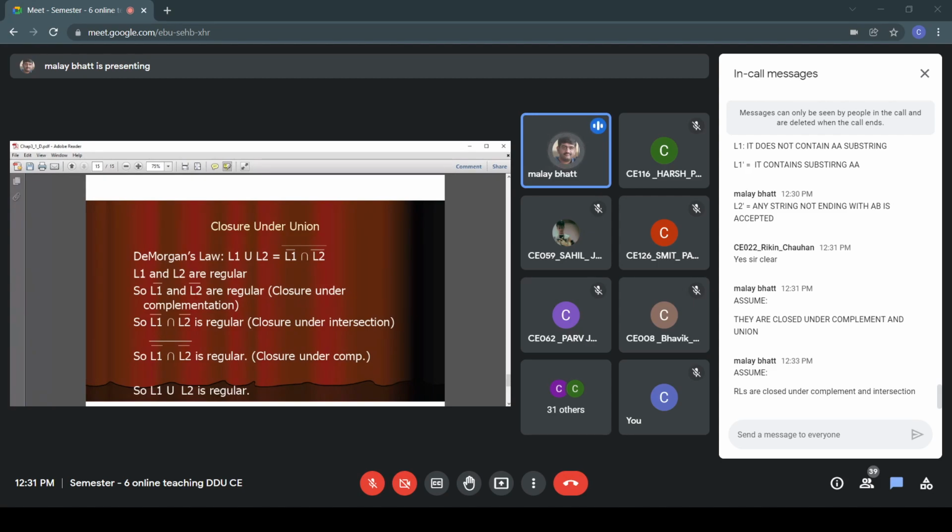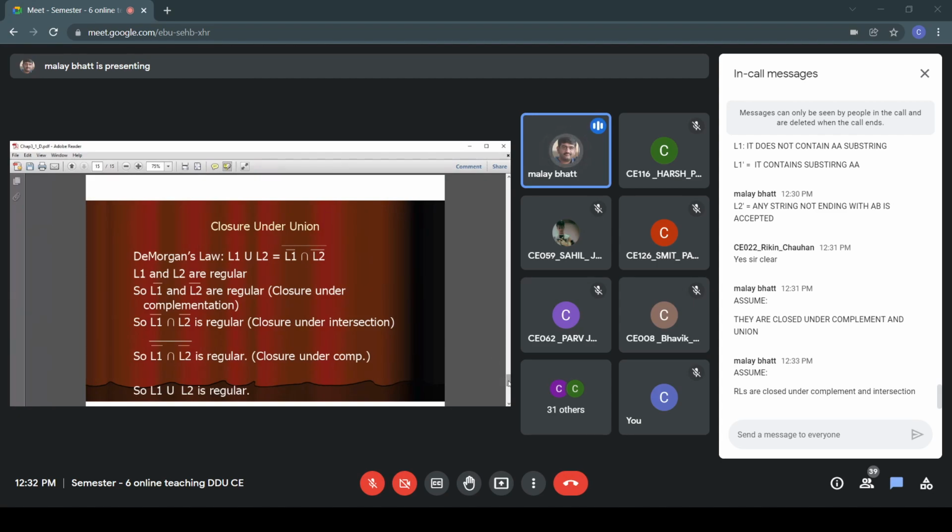Again, we'll use the first assumption, that the complement of a regular language is a regular language. So the complement of L1 complement intersection with L2 complement is a regular language. So this will give us, as per De Morgan's law, that L1 union L2 is a regular language. That L1 union L2 is also a regular language.